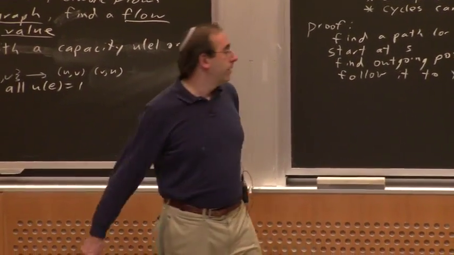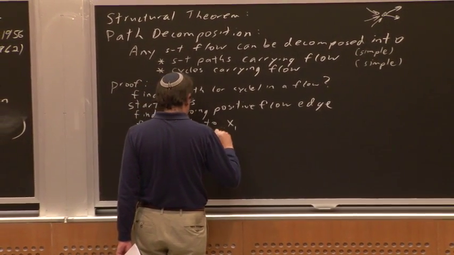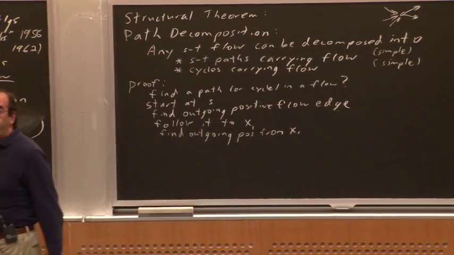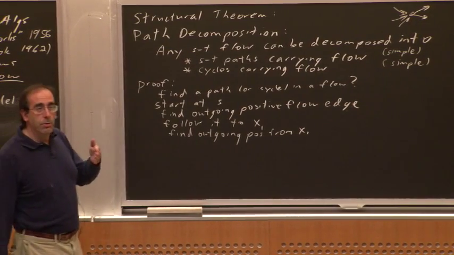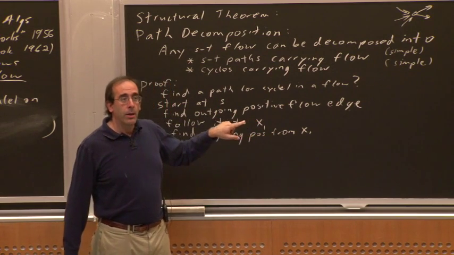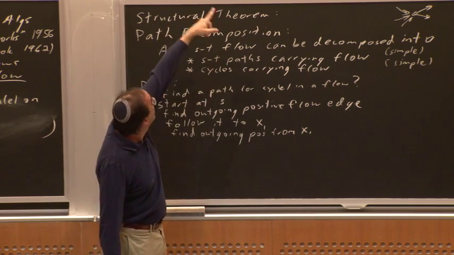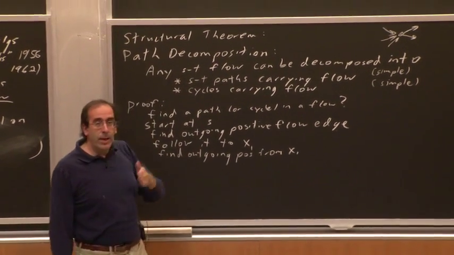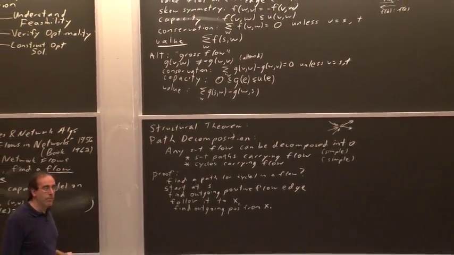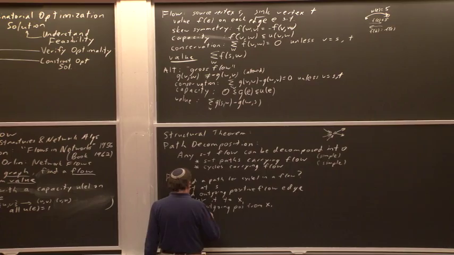Find the outgoing flow edge from X1. Why can we? Good. So it's the same argument, right? This comes from the conservation requirement. If I have flow that is positive from S to X1, then from X1's perspective, it's a negative contribution to the conservation bound. And so I need a positive contribution to balance that in order to achieve a net zero flow at X1. So we can find an outgoing one, right? So we can obviously keep doing this.